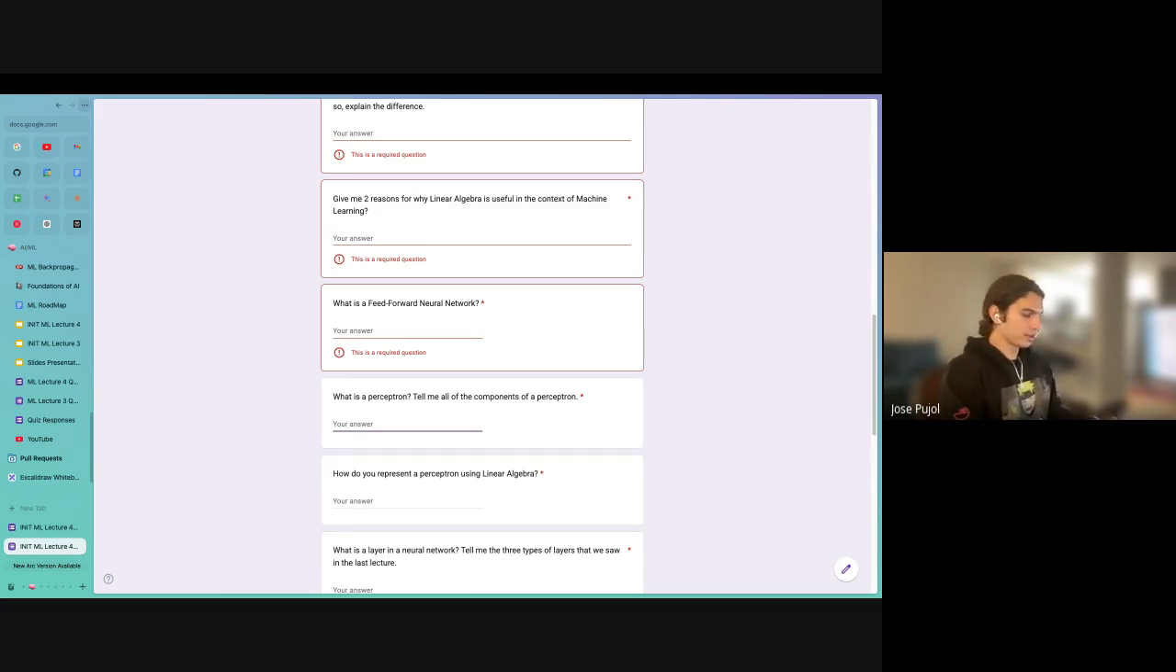So Alex, you're right. A perceptron is a single neuron. It is, I guess you could say, the most atomic part of a neural network. And then as far as the components, which by the way, I'm going to change these things to be in paragraph form instead of short answer because I can't go down here. So some of the components.